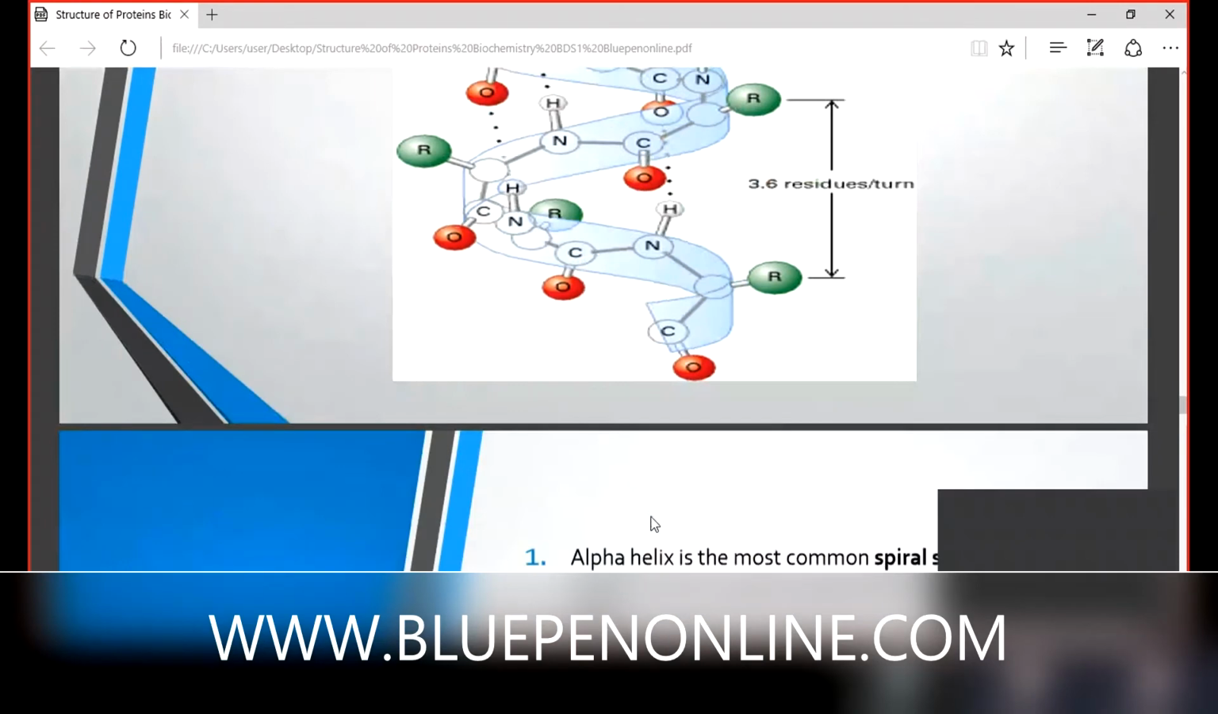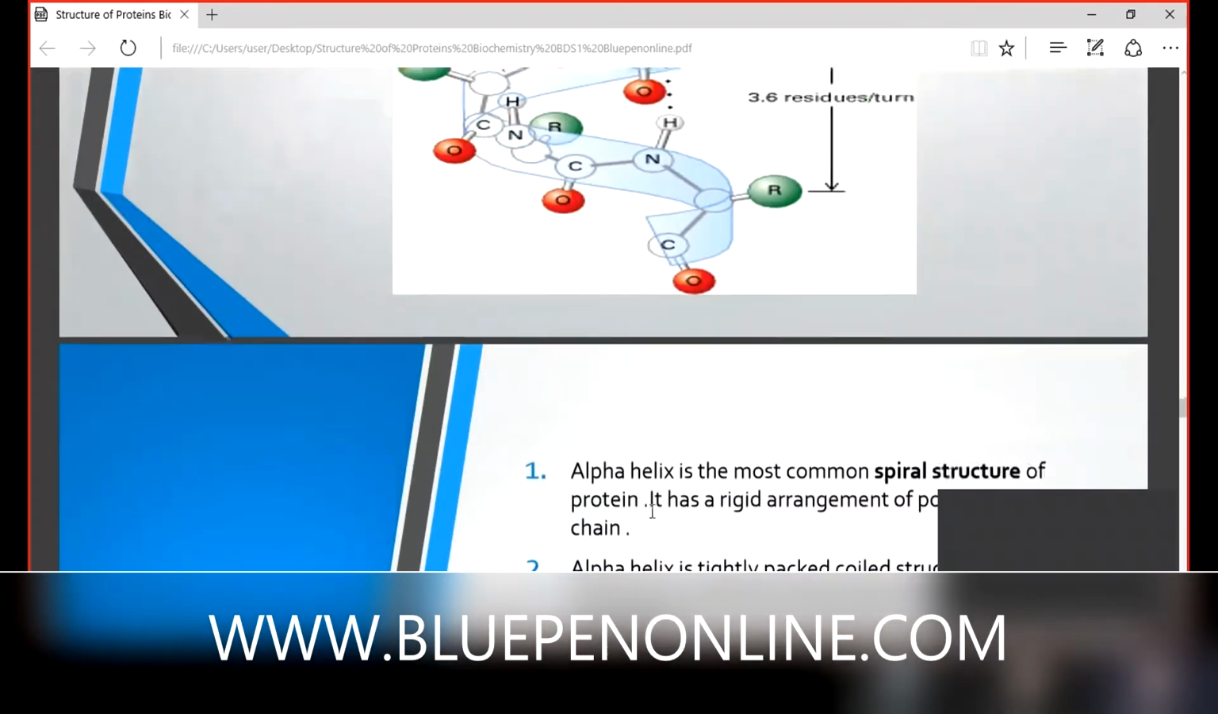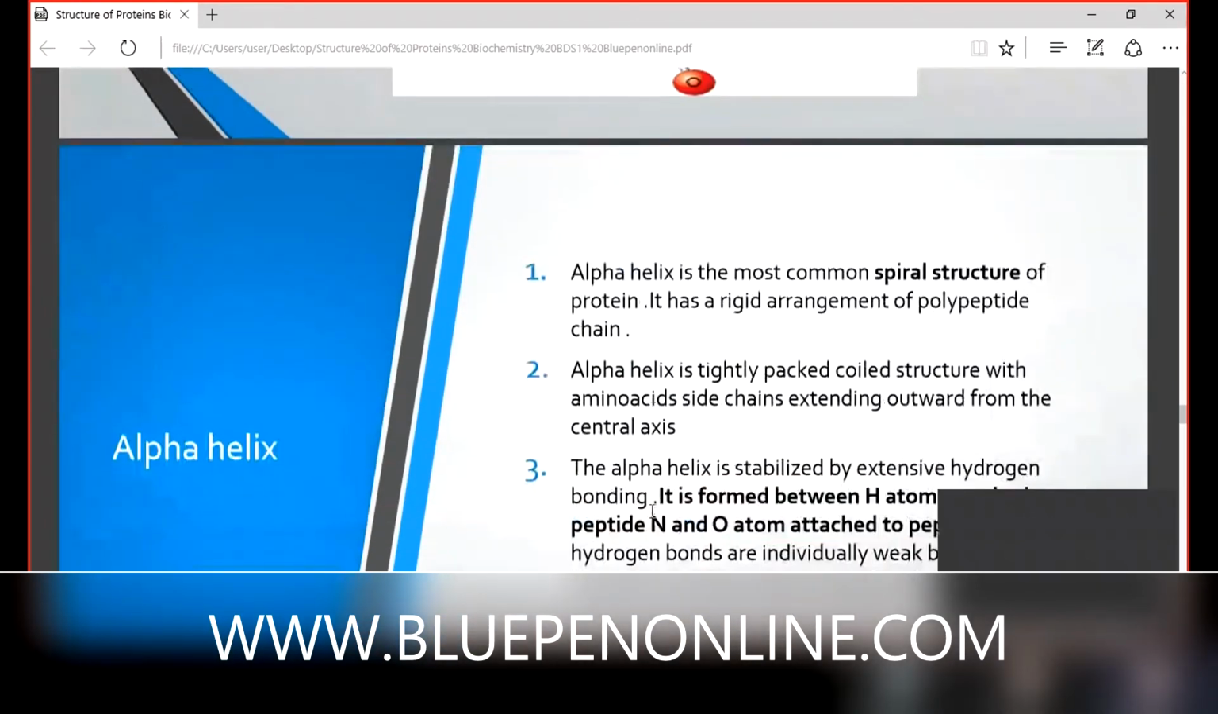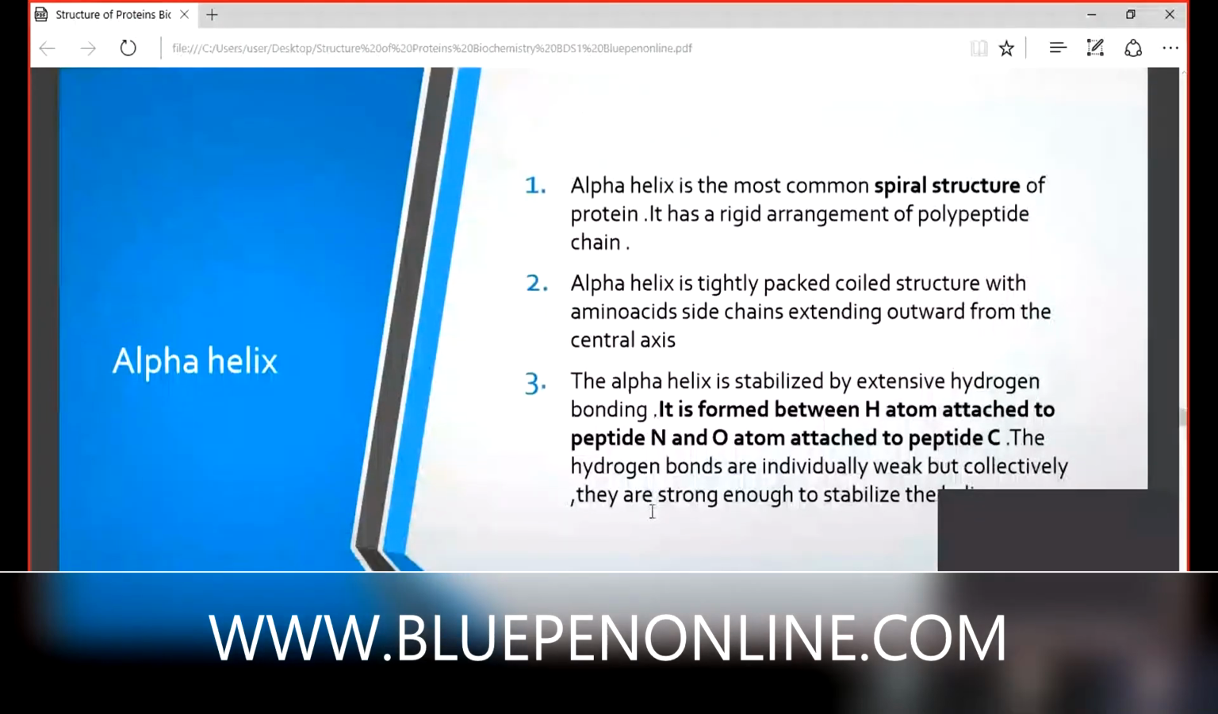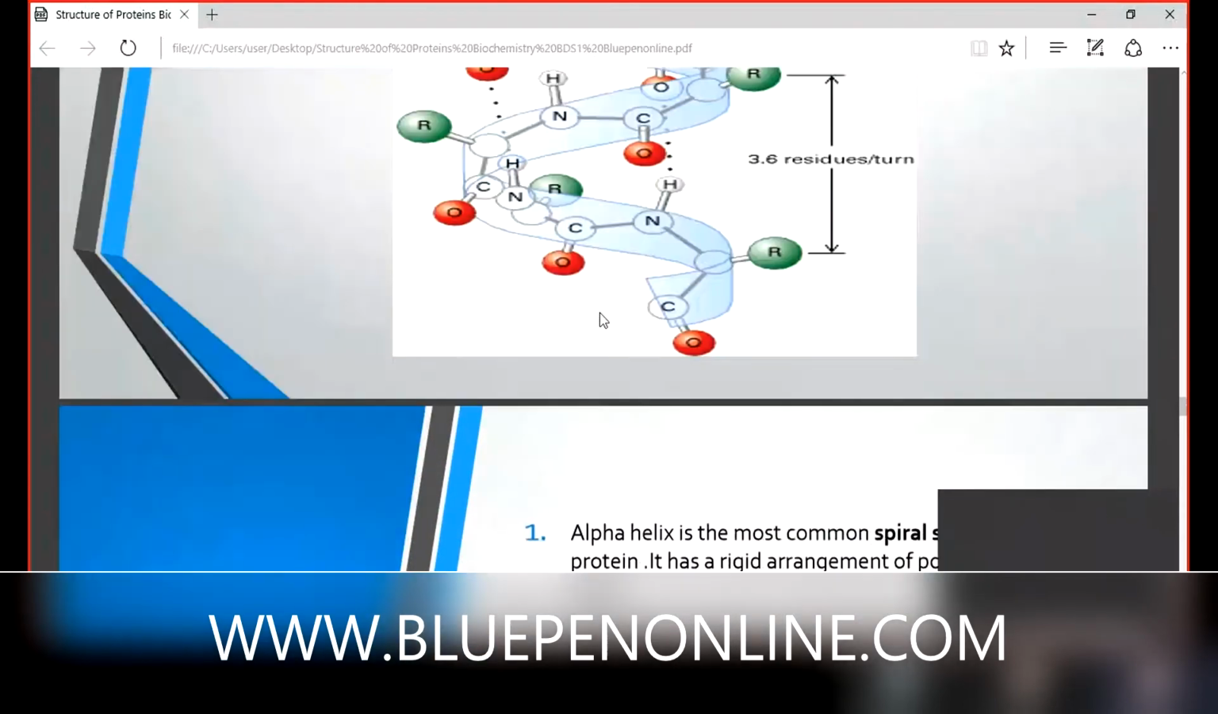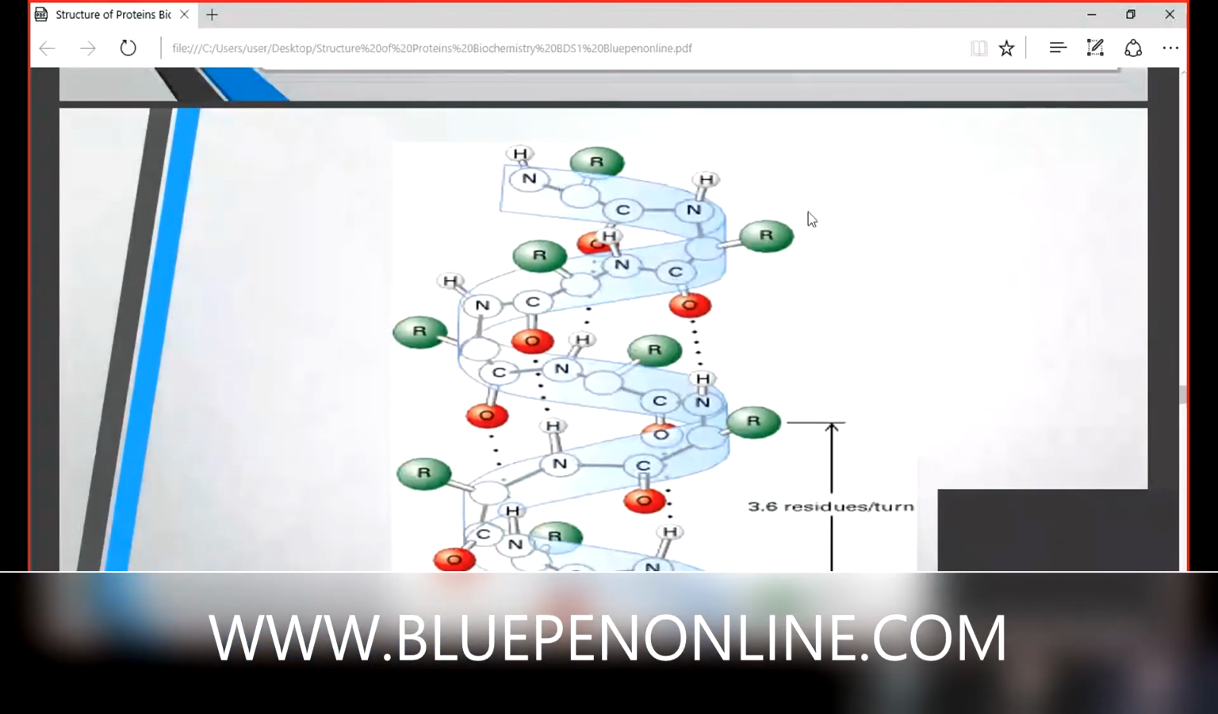Now we are entering into the features of alpha helix. Alpha helix is the most common spiral structure of protein. It has a rigid arrangement of polypeptide chain. Alpha helix is a tightly packed coiled structure with amino acid side chains extending outward from the central axis. You can see from this diagram, the green color represents the side chains, the R group.